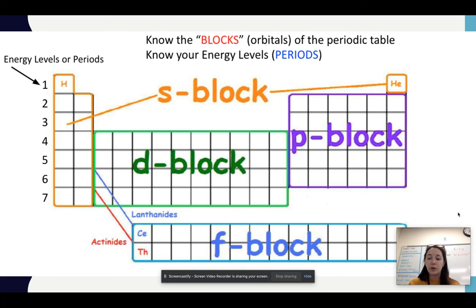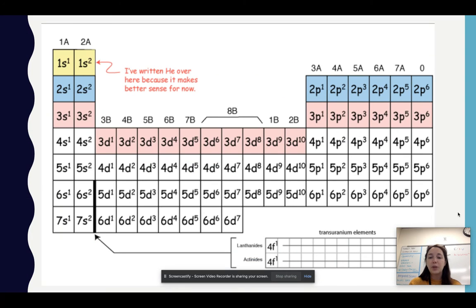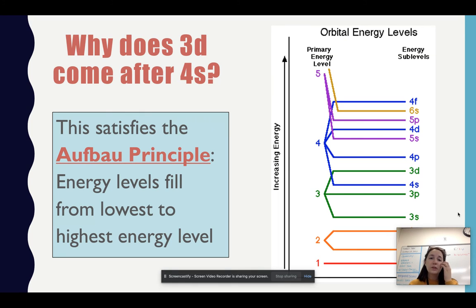Make sure that you have this on your periodic table, as you can use that on your test along with your review guide. Here's a better sense, just a visual, if you need to see something written out of where each electron is and its orbital and energy level. The reason 3d comes after 4s is what we call the Aufbau principle, where energy fills from the lowest to the highest energy level. That's the reason why, and here is the order.